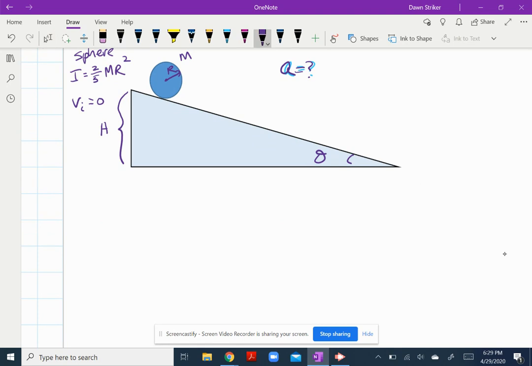All right, so I'm going to try to copy that incline. So there's the incline, and I'm going to do a free body diagram. So there's my ball. Well, I didn't do a very good job with that ball.